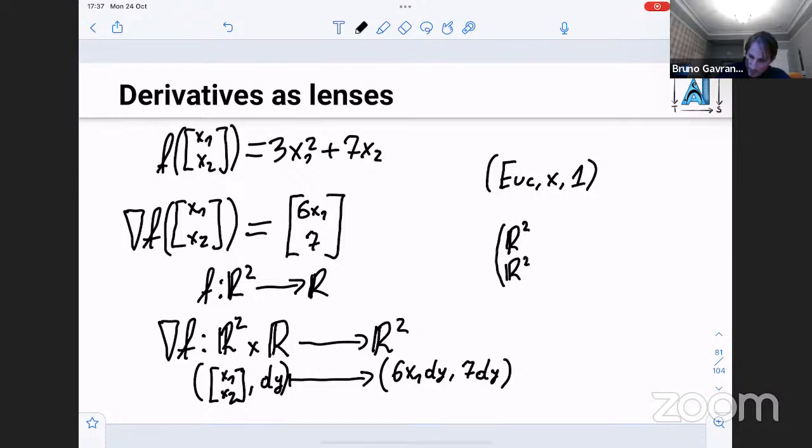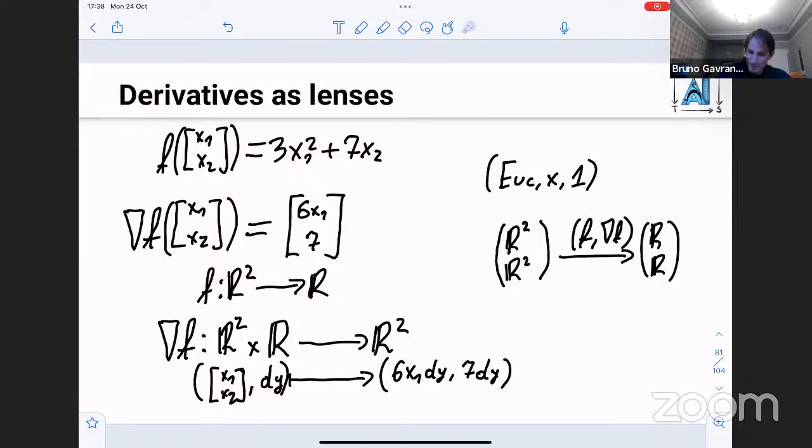So we're going to have the type of inputs to f and the type of gradients of f, and the type of changes at the input. And here we're going to have the outputs of f. And the view map of this lens is going to be f itself, and the update is going to be the gradient of f. So you can see f goes from R squared to R, and the gradient of f goes from R squared times R to R squared.